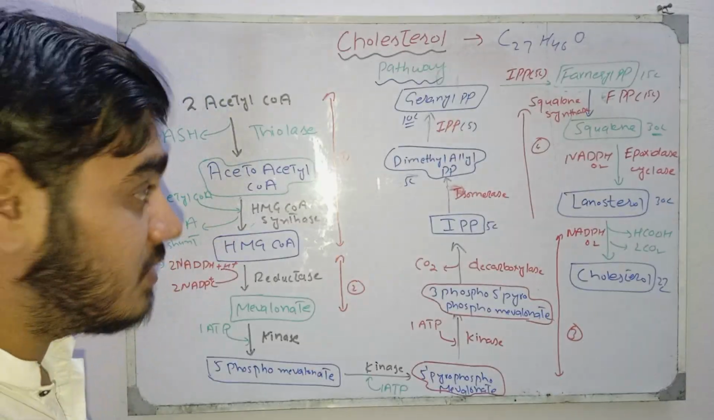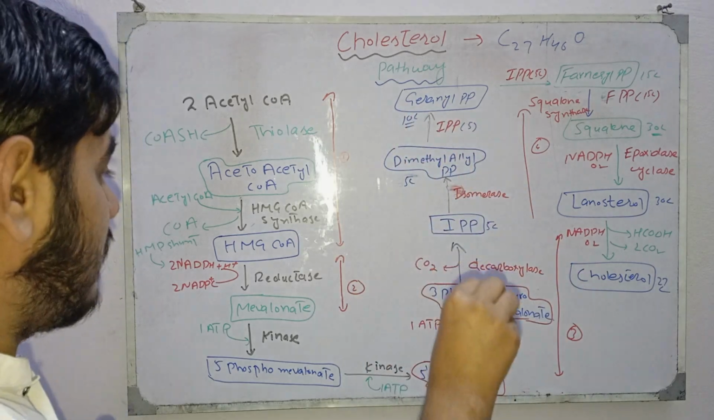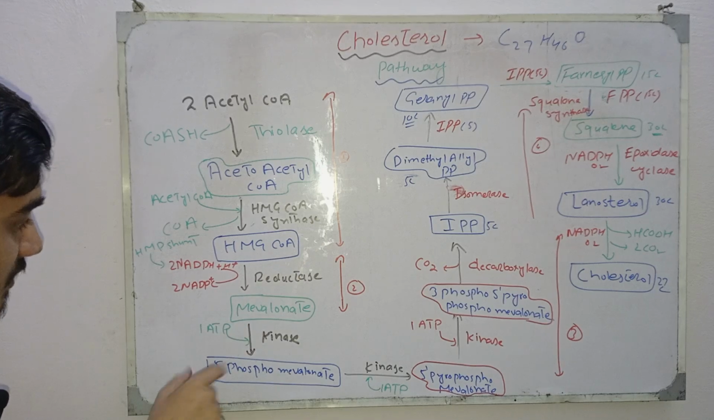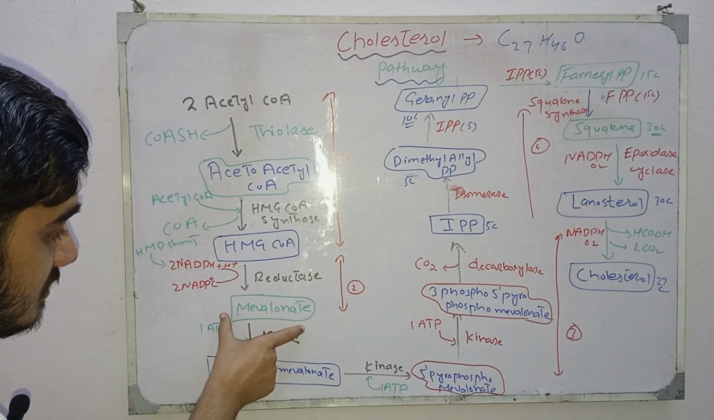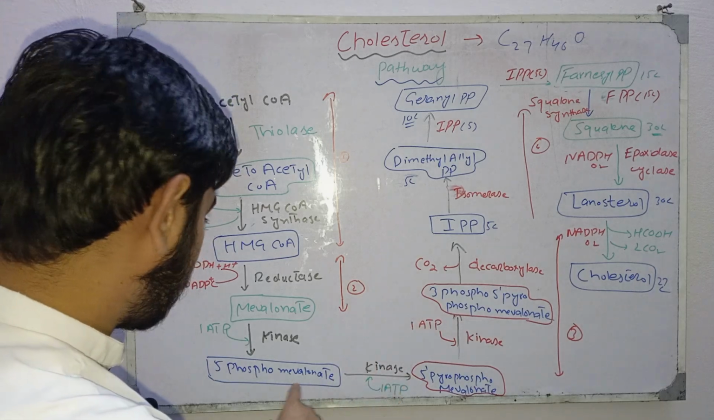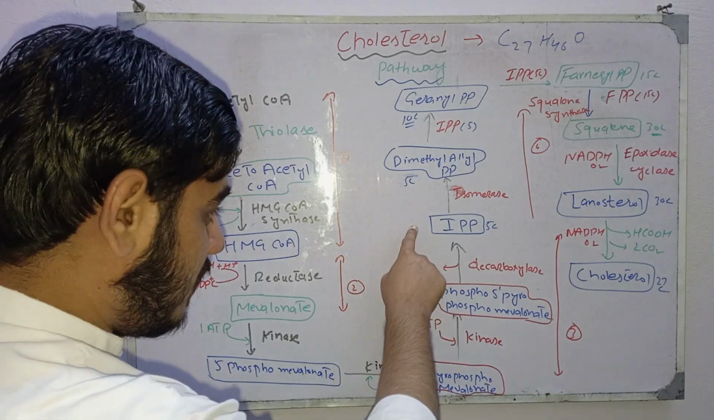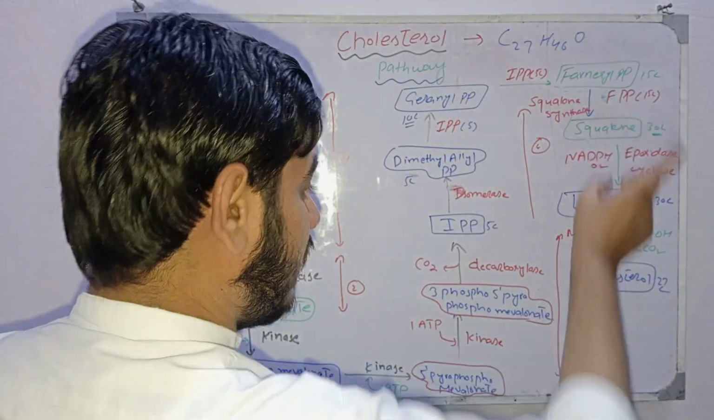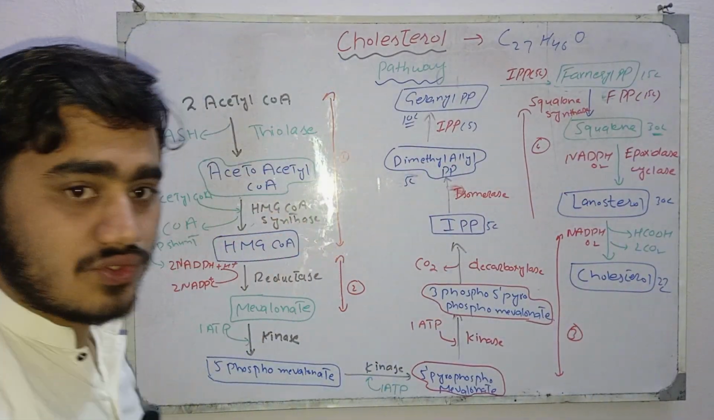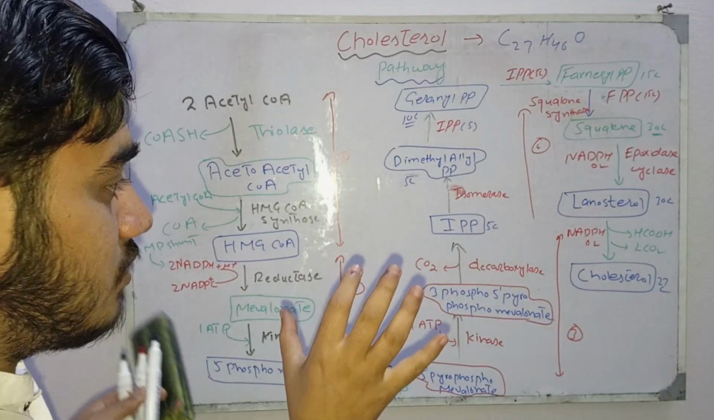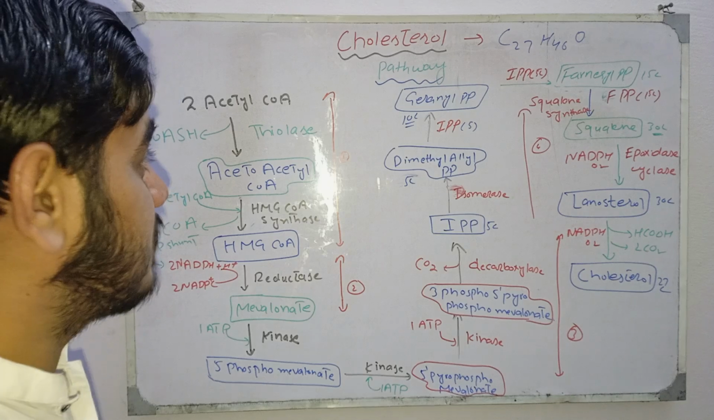Remember, I'm repeating again, there are five important steps. First, HMG CoA synthesis. Second one is Mevalonate synthesis. Third step is the synthesis of Isopentenyl Pyrophosphate. The fourth step, there is synthesis of Squalene. And last, there is synthesis of cholesterol. These are the five steps, and that's how the synthesis of cholesterol takes place.